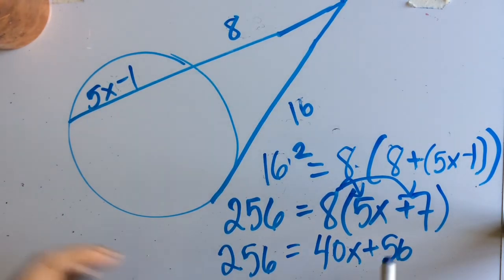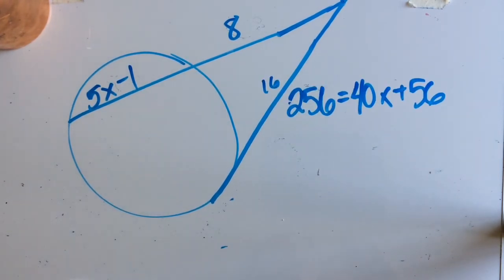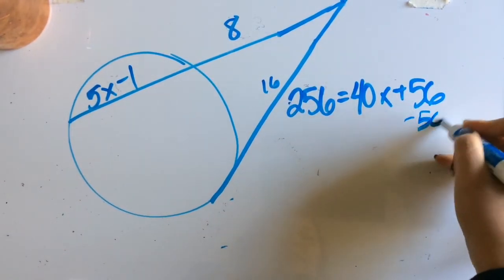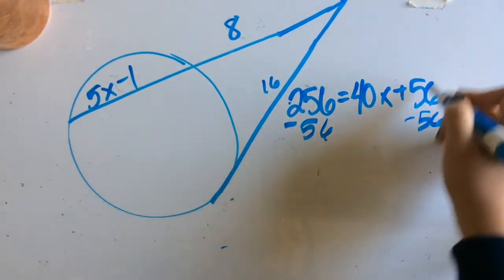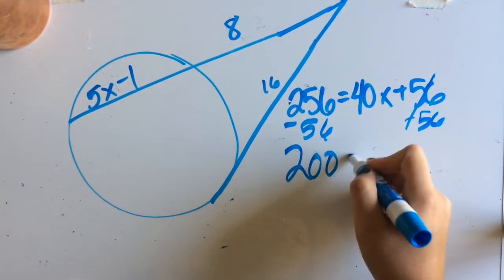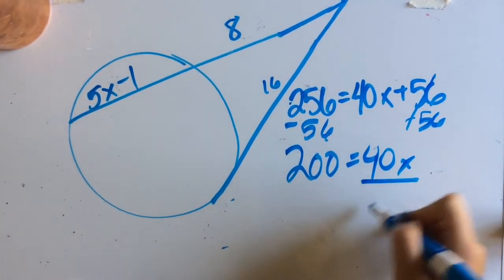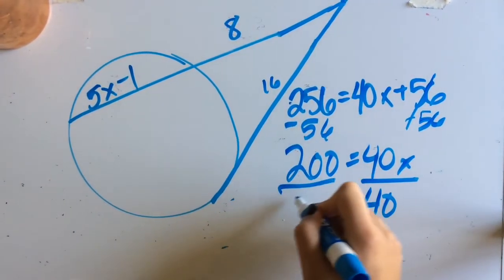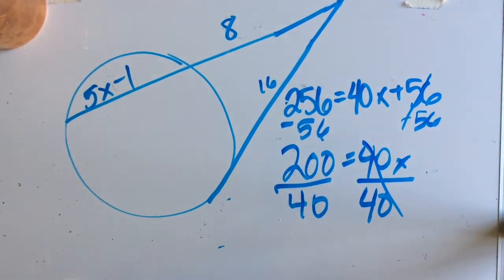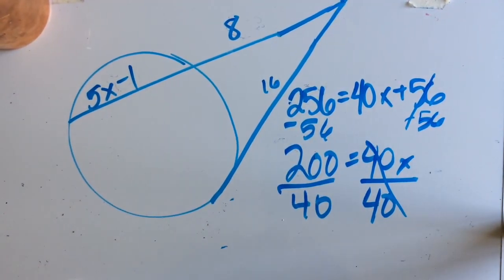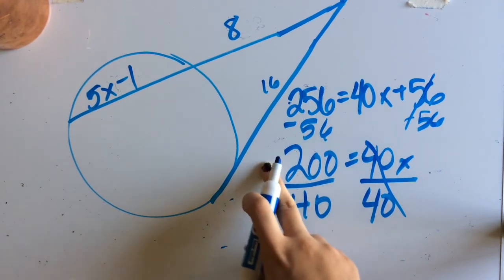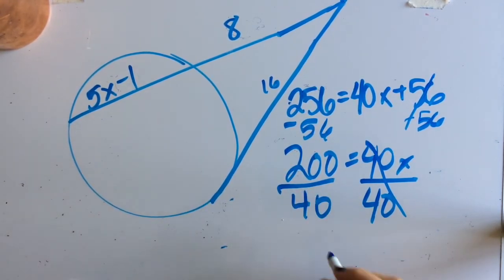Okay, now I'm going to make some room. Okay, now I can solve for x. I'm going to need to subtract 56 first. So minus 56 to both sides. I have 200 is equal to 40x. And now I just have 40 times x, so I'm going to do the opposite to get rid of 40 on that side and leave x alone. Cross that out because 40 divided by 40 is 1, so it cancels out. And 200 divided by 40 ends up being 5.